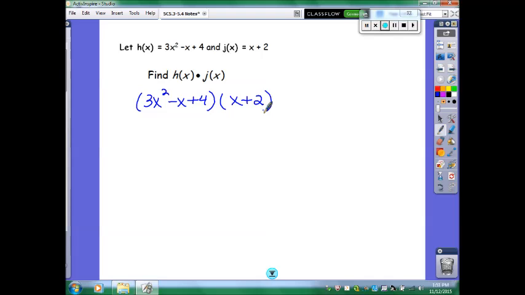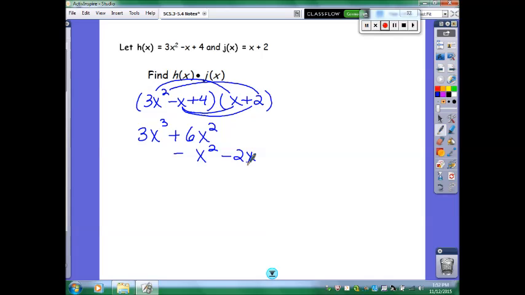Okay, so that means we're going to multiply 3x squared times 3x. So we're going to get 3x to the third. And then 3x squared times 2, we're going to get plus 6x squared. All right, now we're going to do the same thing with our negative x. We're going to multiply negative x times x. And here again, you can stack these. So negative x times x is negative x squared. I can put it underneath my x squared term. Then I'm going to have negative x times 2, which is negative 2x.